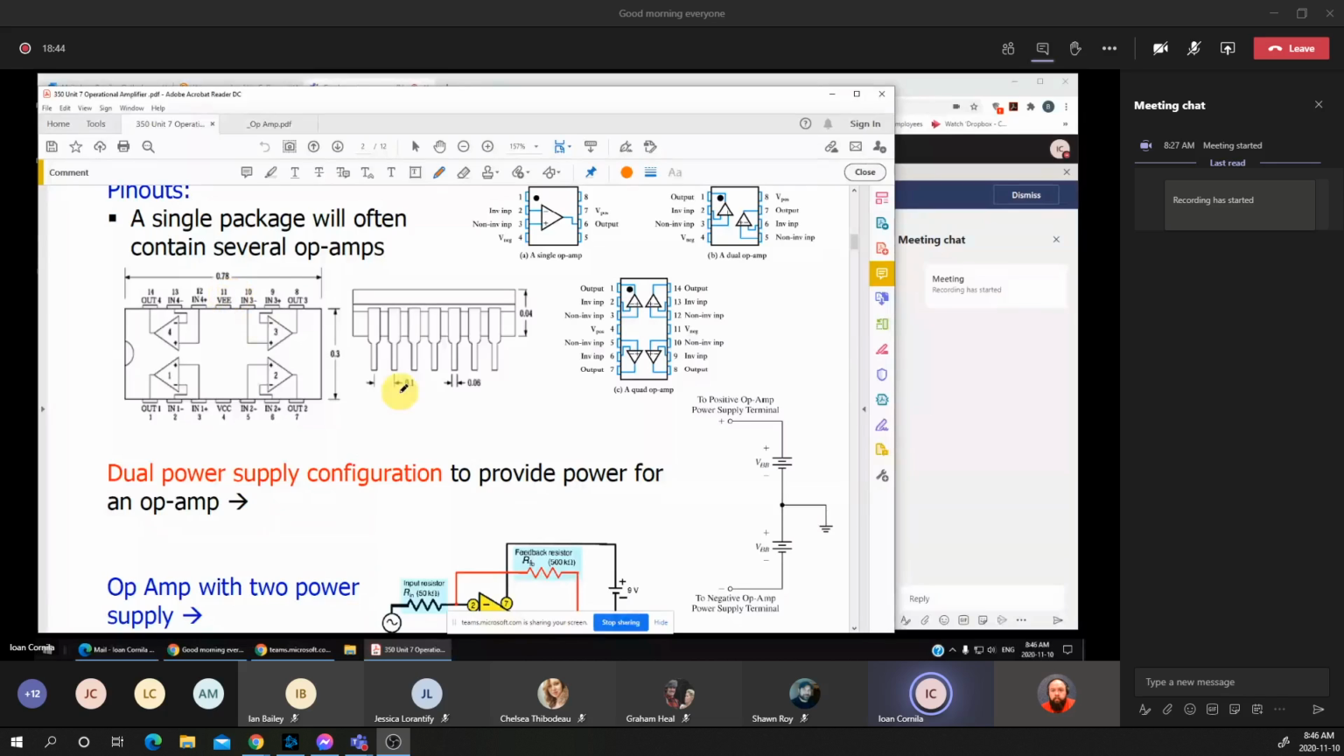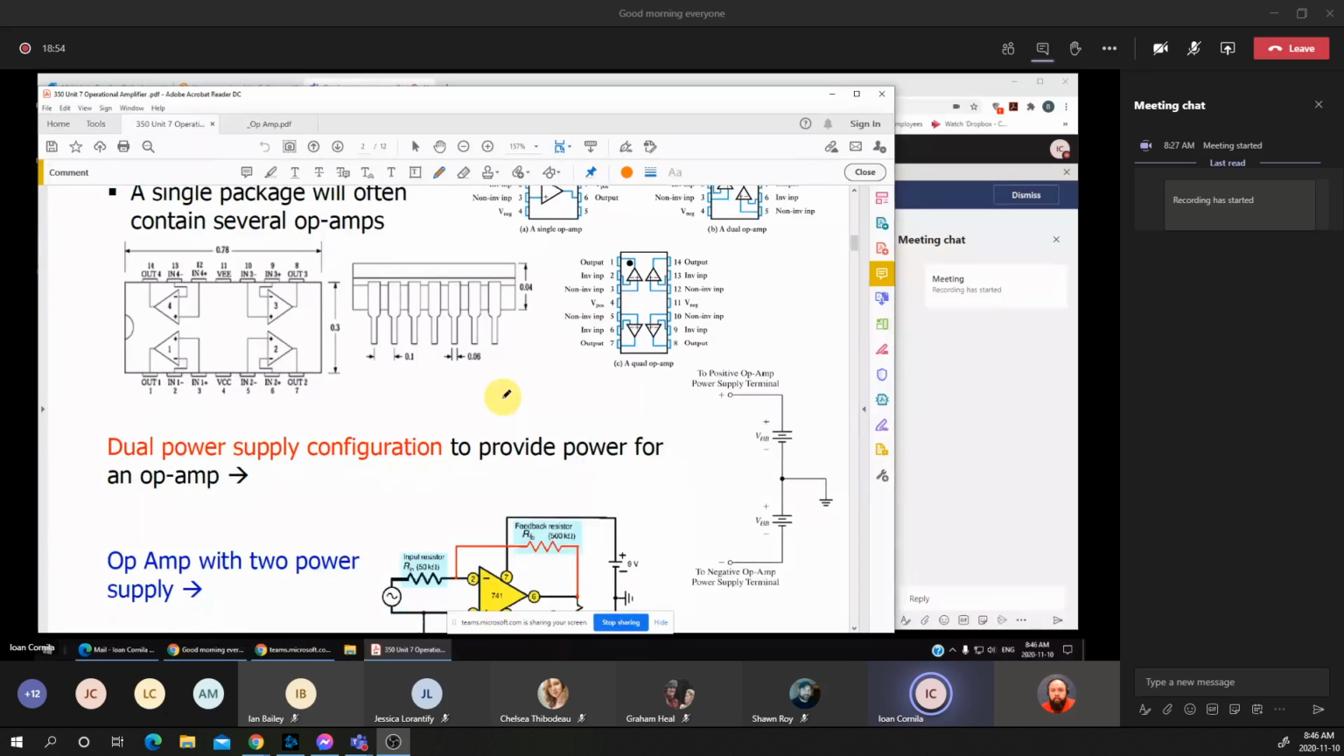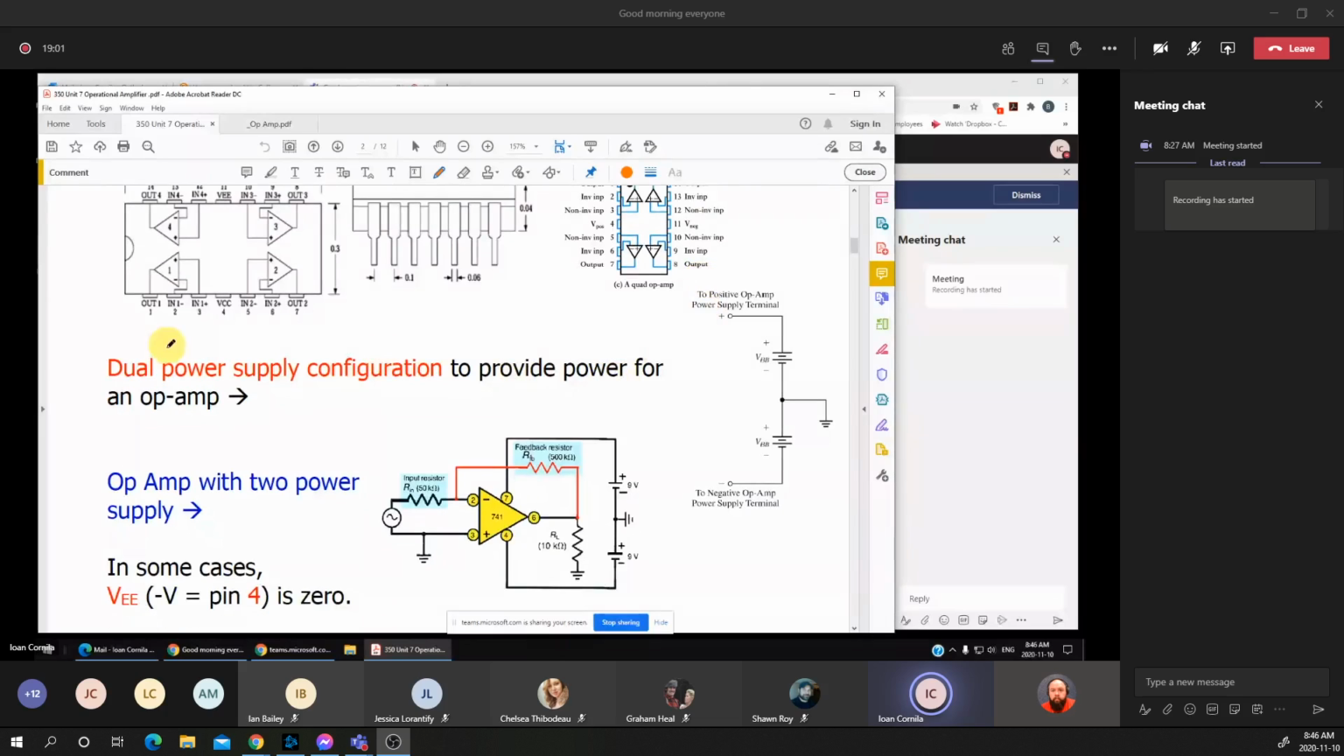That's another notation that may be used in having the two voltages, the V plus or the V minus. I mentioned that in op amps, most of the time we will see a dual power supply configuration. And this is what we are using in lab.